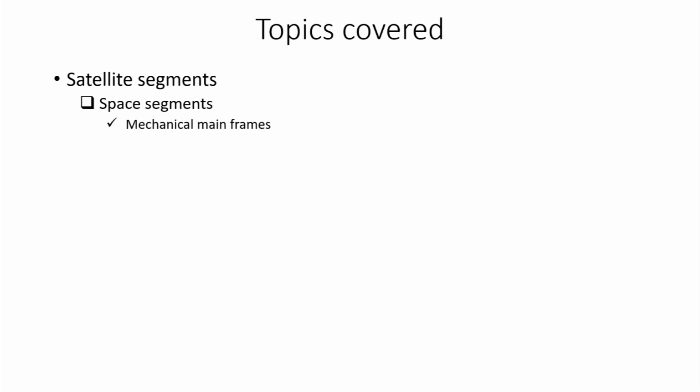So, in the last session we discussed the satellite segment, that is the space segment. We started with the space segment and discussed the mechanical mainframe, and the CFRP material, how CFRP is very useful and fulfills all the space requirements. Then we discussed the thermal control system, both the passive and active systems for maintaining the desired temperature range of the various subsystems of the spacecraft.